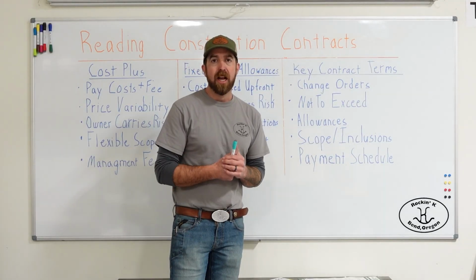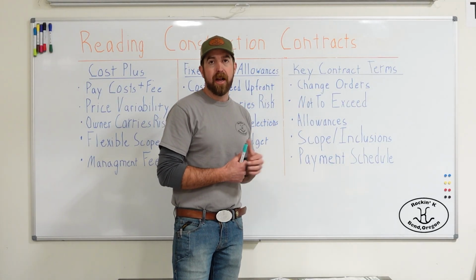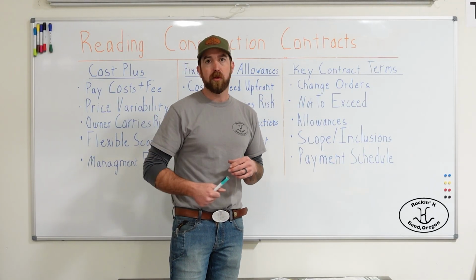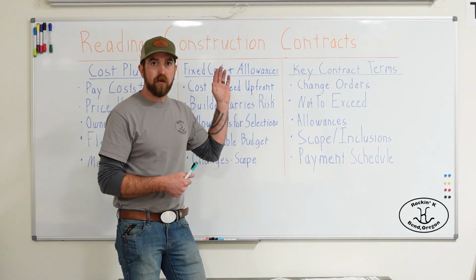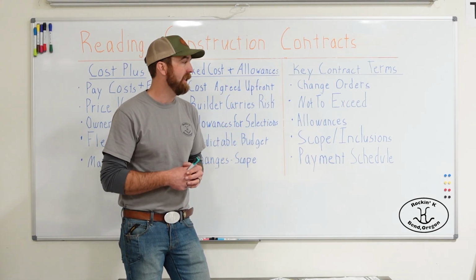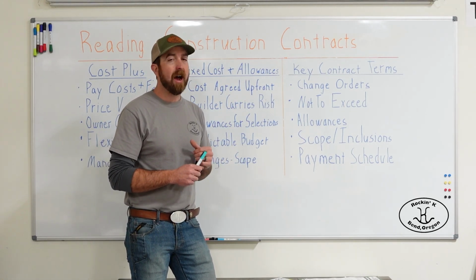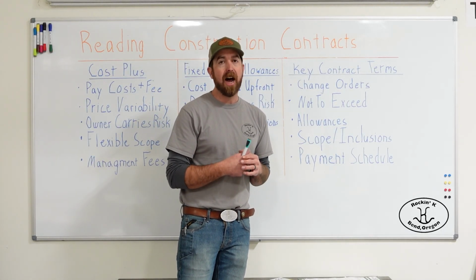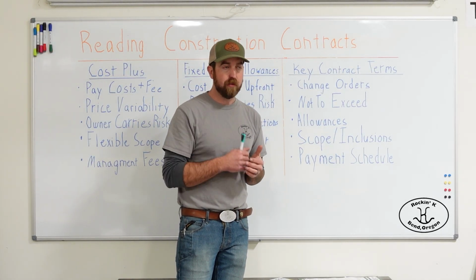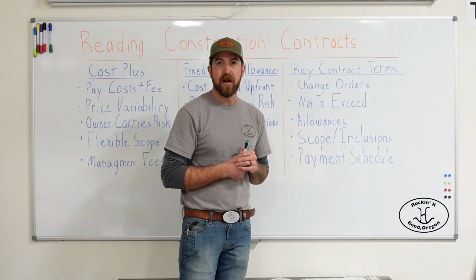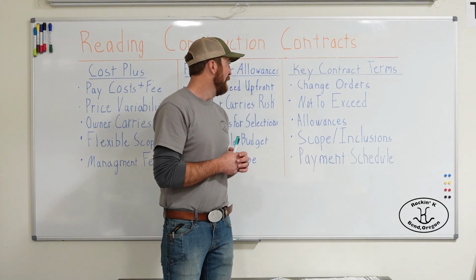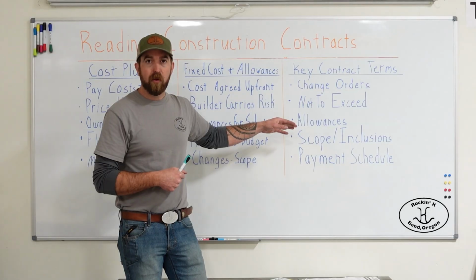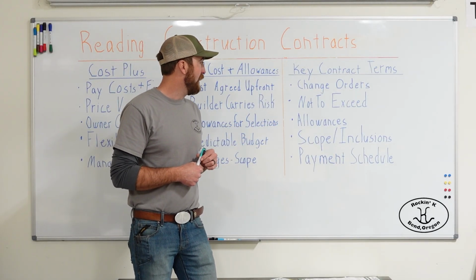Not to exceed. So this is most pertinent to the cost plus model. With a fixed cost, you've already said that you're not going to exceed that. So that one really applies to the cost plus. If I was getting a cost plus, I want some upper limit. I want some promise, some guarantee that I'm going to be able to afford it. So allowances, we went through that pretty well under the fixed cost model.